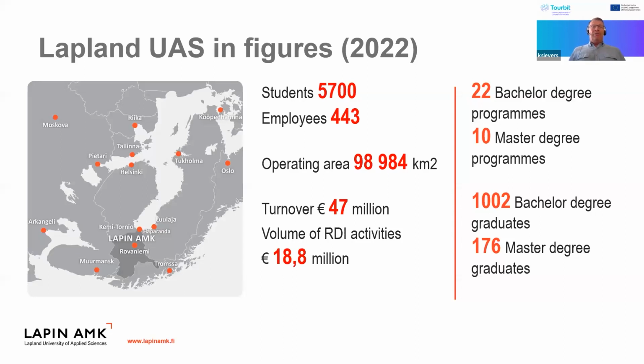We have about 5,700 students and 22 bachelor programs. As the map shows, from our point of view looking at the world, we are really up north, closely connected to Norway, Sweden, and the border of Russia, and from our point of view Europe is quite far away from us. But we are really active in different European projects such as Tourbit, and happy to be part of international cooperation.